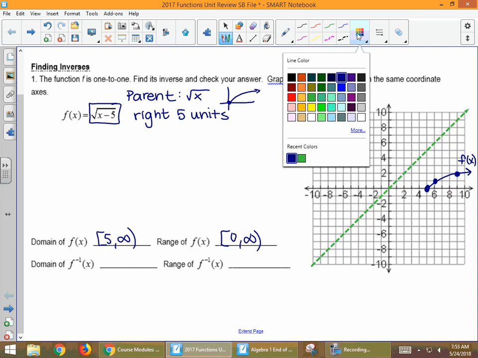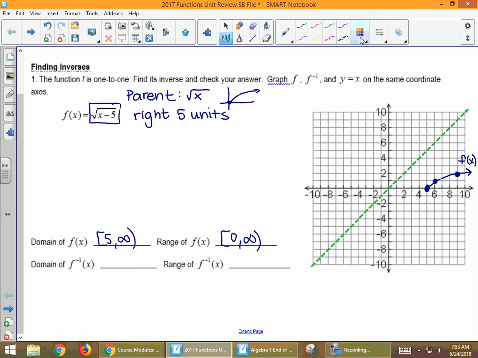Now let's find its inverse. To find the inverse, we change f of x to y, switch x and y, and solve for y. So to get y all by itself, I have to undo the square root first. So I'm going to square both sides. And then to solve for y fully, I need to add 5 to both sides.